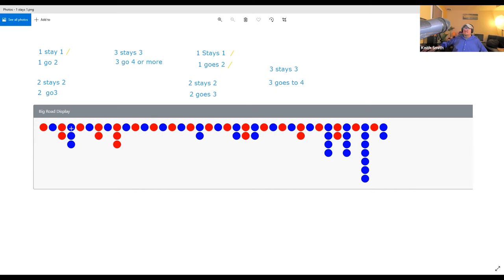Now on the bank side, oh, I'm sorry. The two stayed two. I missed that. One goes to two, and then the two stayed two. Then here, our first one went to two. Remember, it was unconfirmed until it went to two. Here, our two went to three. Confirmed. Here, our three stays three. That's confirmed. Let's stop right there, Keith.